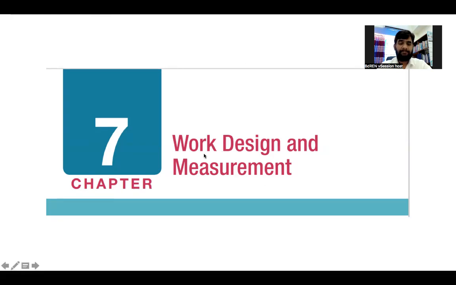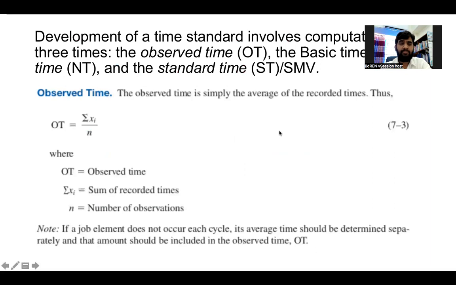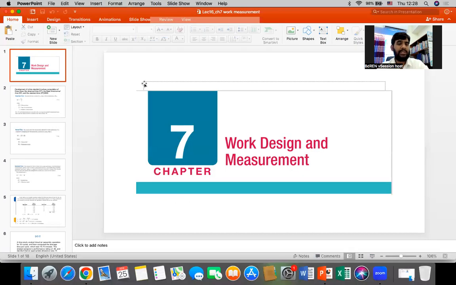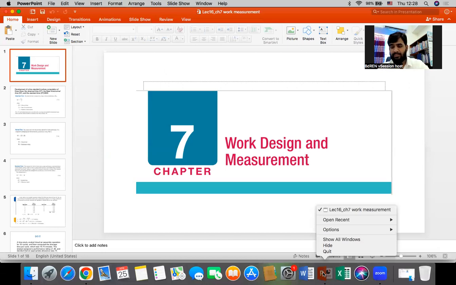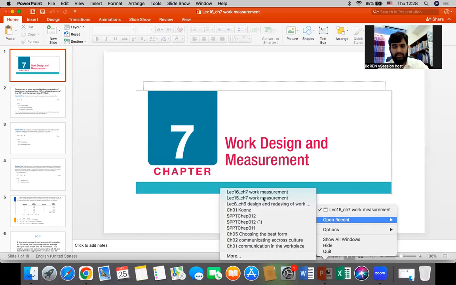So work design. Some of the concepts of work design you learn from the human resource management course. Say for example, job rotation, job specification, job, what we call, so it is not today's lecture. This is the second part, maybe mistaken. I need to open the first part.